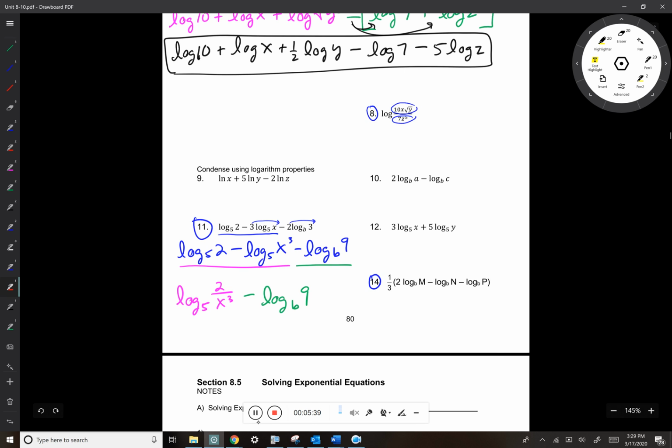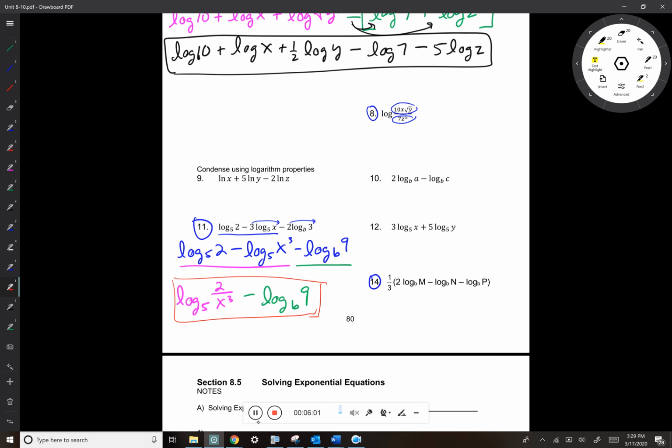But that's all I can do. I can't combine this any further because the first one is a base 5 and the second one is base b. So I can't say, hey, that's a subtraction and I'll go ahead and combine those. That's all I can do, just leave it just like that. So that was a really good catch, and several of you noticed that. So I was very proud of you.